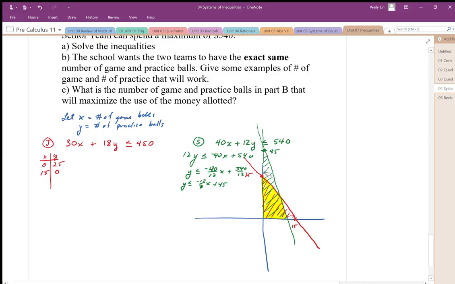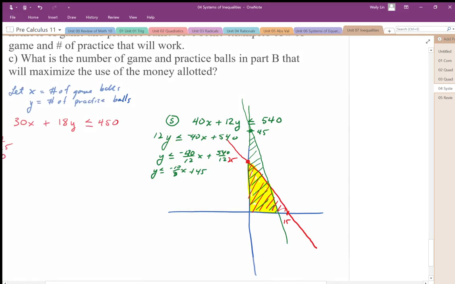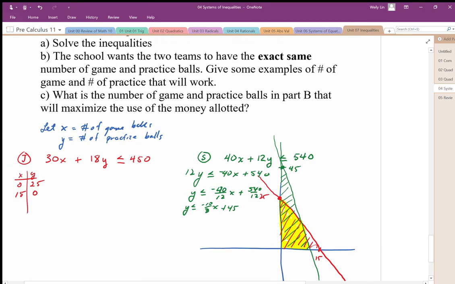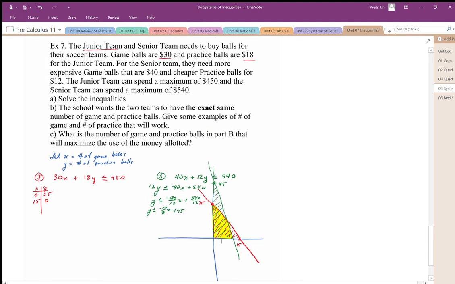Okay, so if we're on the line here, they have the same number of game and practice balls, but the junior team would be right on budget. The senior team is spending well below their budget. Here, the senior team is spending up to their budget, but the junior team is still well below their budget. So the same number of game and practice balls gives them an example number of game and practice balls that'll work. So for part B, this is a solution.